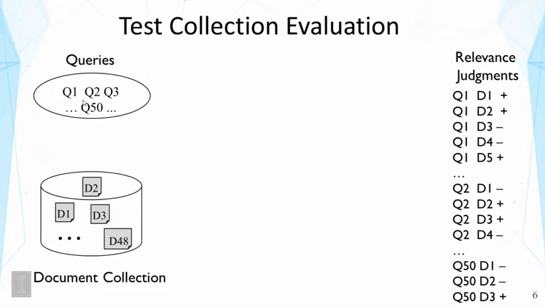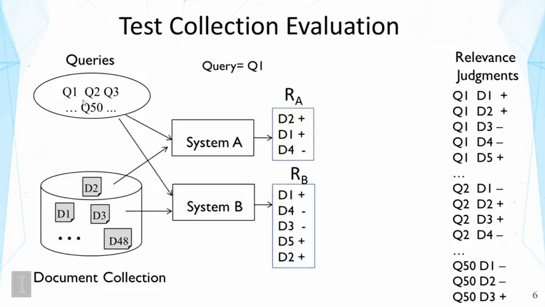And then if you have two systems, you want to compare them, then you can just run each system on these queries and documents, and each system would then return results. Let's say the query is Q1, and then we would have results here. Here I show R sub A as results from system A. Remember we talked about the task of computing an approximation of the relevant document set. R sub A is system A's approximation here, and R sub B is system B's approximation of relevant documents.